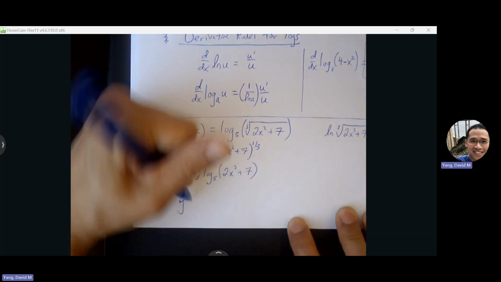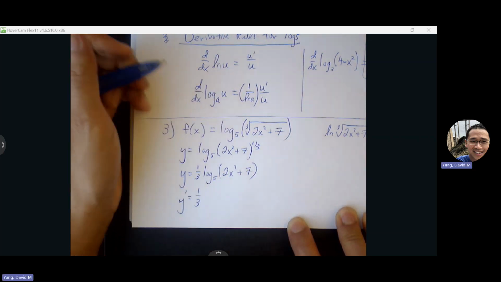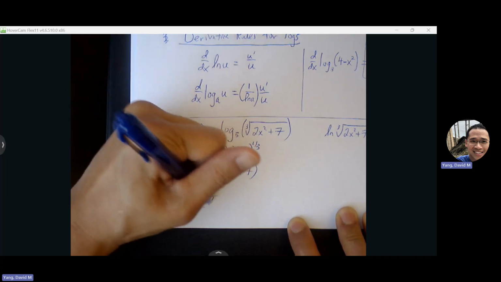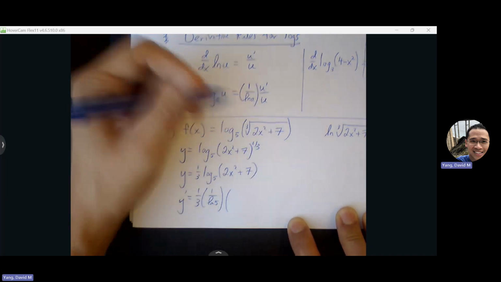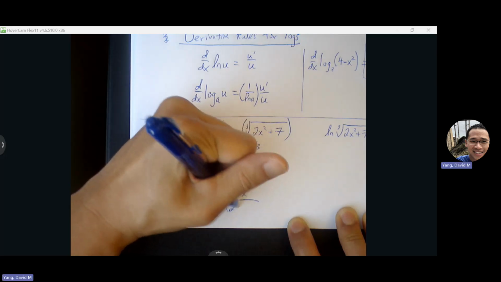The y prime is equal to 1/3. We have u prime over u, but we've got to take care of that log base 5. So 1 over natural log of 5. And the rest feels like natural log. U prime over u.